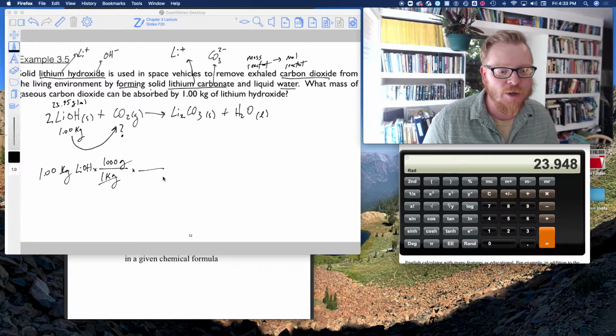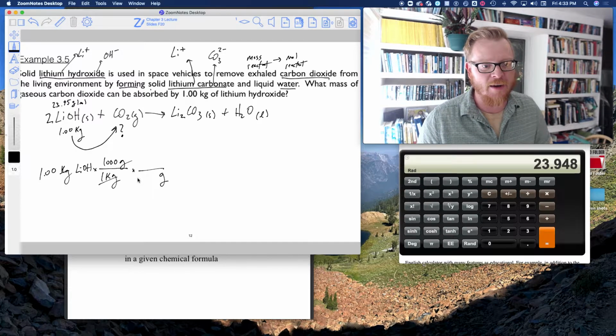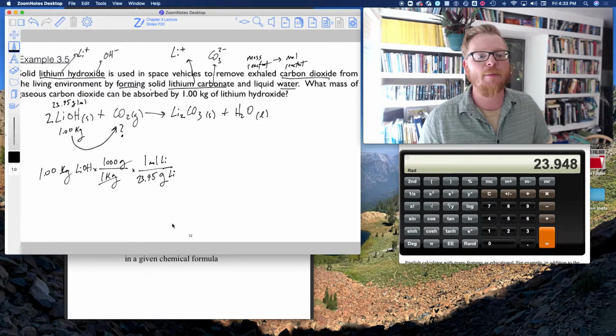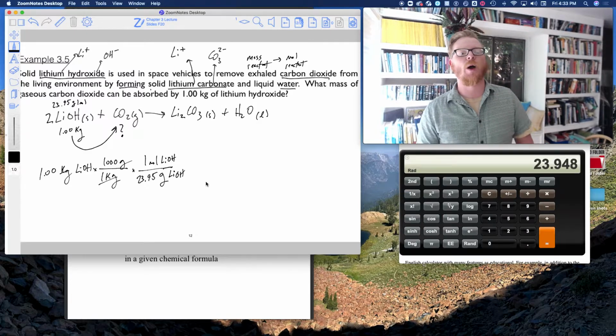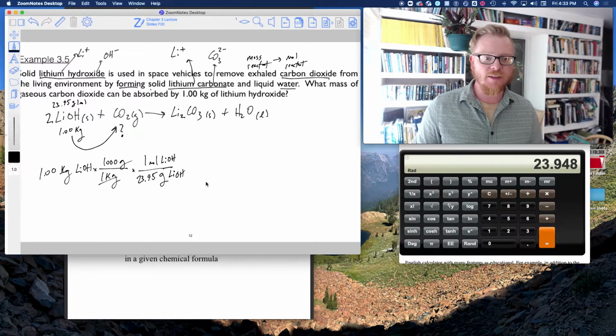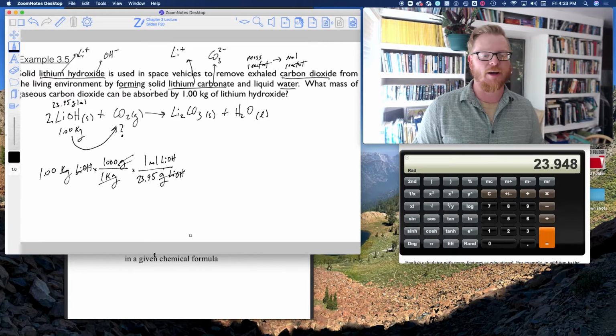So, but now how do I use that number? Well, look, I've got grams here, so I have to have grams on the bottom, okay? Which means I'm going to say, I know it's going to look goofy to write this upside down, but this is how I have to do it. 23.95 grams of lithium hydroxide in 1 mole of lithium hydroxide. And I put that chemical symbol there so I know which thing I'm working with. So I just do that as an extra layer for myself. And so now I've canceled grams of lithium hydroxide, and now I've got moles of lithium hydroxide.